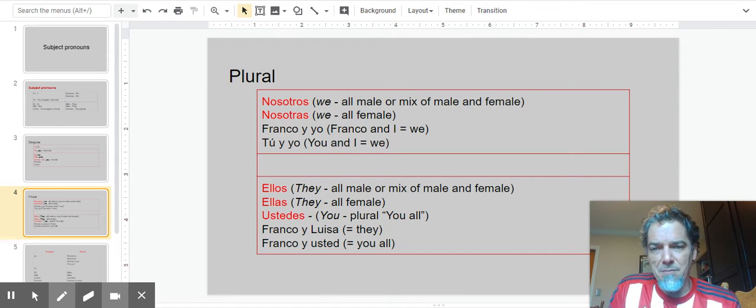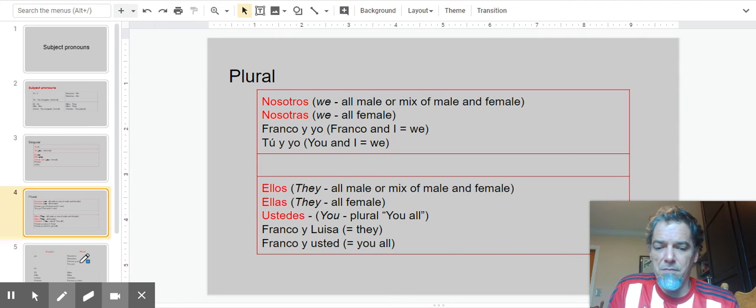Okay. Then down below, plural, ellos, ellas, and ustedes. Another way of saying, if you don't use a pronoun, you might say Franco and Luisa. That's the same group of people. Or Franco and you, Franco y usted, or Franco y tú. That's the same thing as you all. So that would be ustedes. So what does that mean?